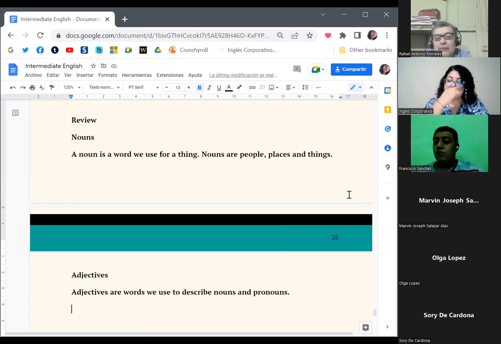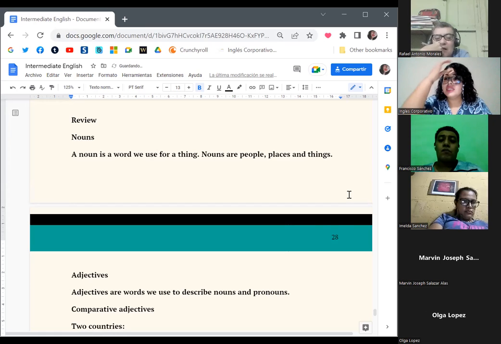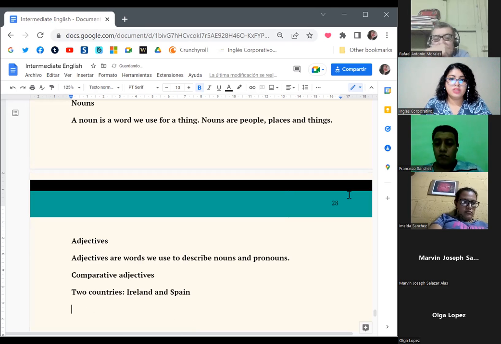So now we are going to enter the main topic, that is comparative adjectives. We have seen what an adjective is and what a noun is. Now we are going to look at comparing nouns. For example, we have two countries: Ireland and Spain. In this case, we are using the names of places to give this example. These are nouns referring to places. So we have our examples.